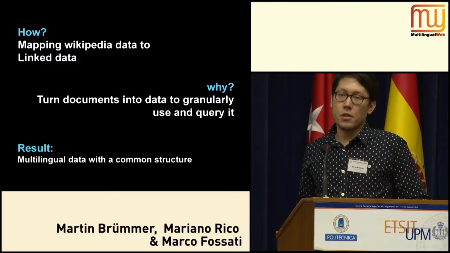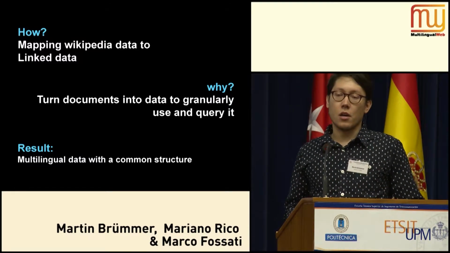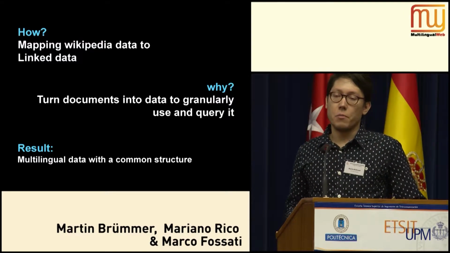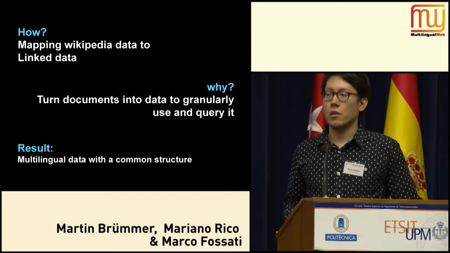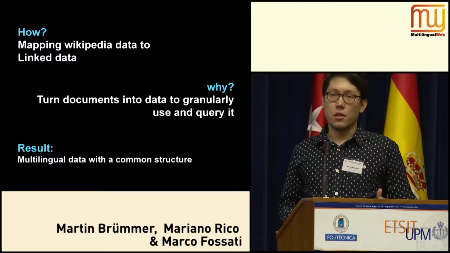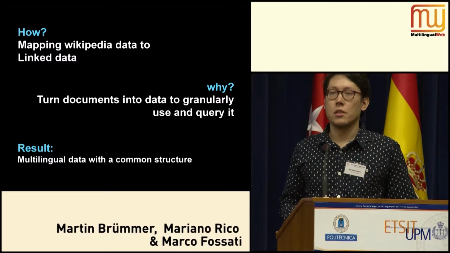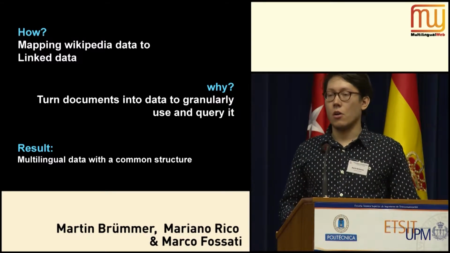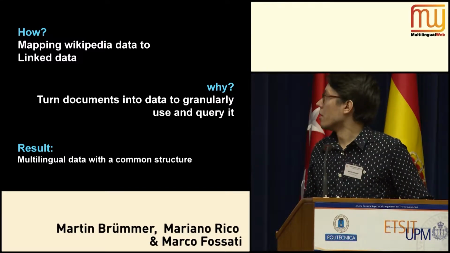Why do we do this? We want to turn the documents that are making up Wikipedia into data that can be used more granularly and can be queried more granularly than documents can be. And the result is a very large multilingual knowledge base that provides a common structure over the different language versions of the Wikipedias.